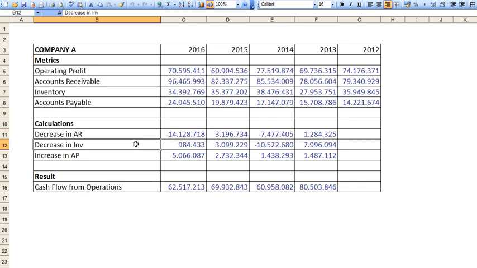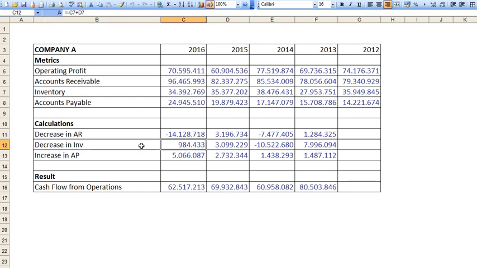So the second one is a decrease in inventories, and it works the same way, because if an inventory is decreasing, it means we're actually selling more, so getting more cash as a result. If the inventory is increasing, that means we're paying money and we're tying it in the stock in the warehouse, so that means our cash is decreasing.